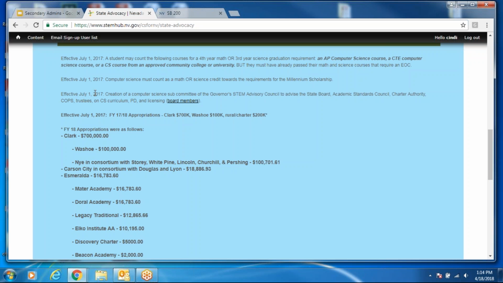The second item: computer science must count as a math or science credit towards the requirements for the Millennium Scholarship. So counselors, particularly when they're looking at credits and whether students qualify for the Millennium, as of last July, must count computer science as math or science.